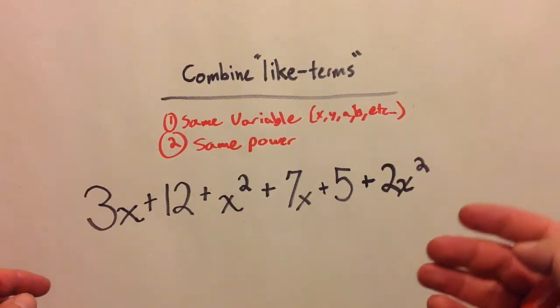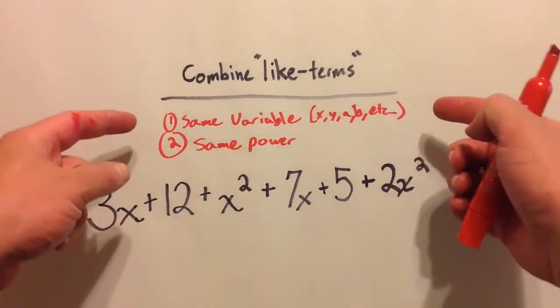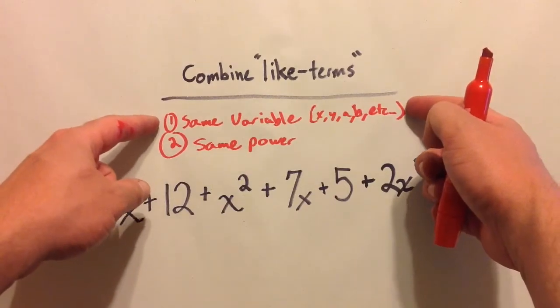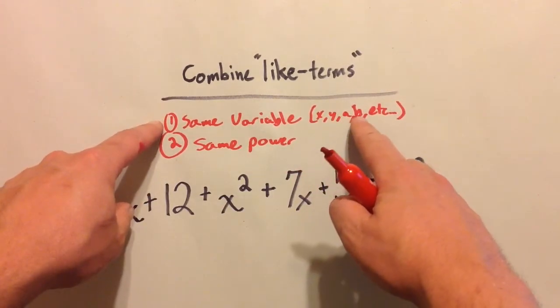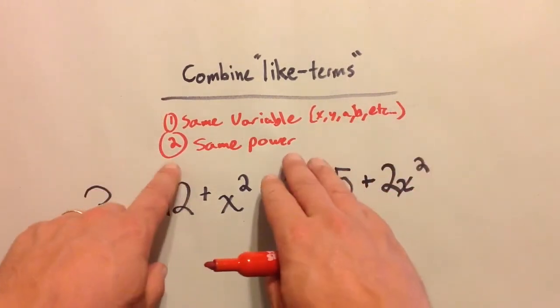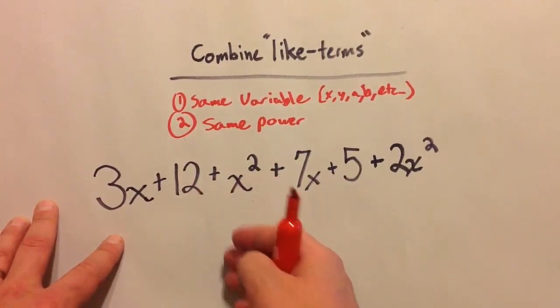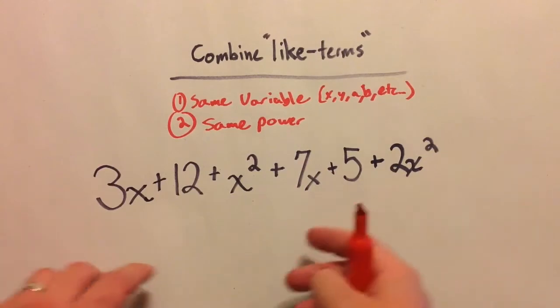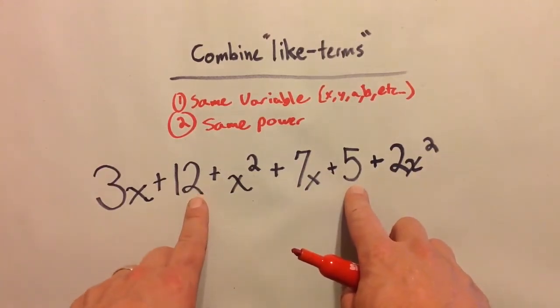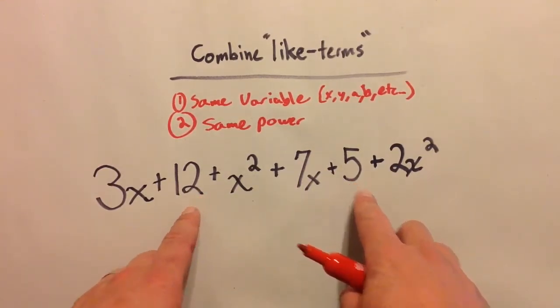When combining like terms, it's important to remember that like terms always have the same variable, like x, y, a, b, etc., and they also have the same power. If there is no variable or no power, they are said to be like terms as well. Or we could say constants are always like terms.